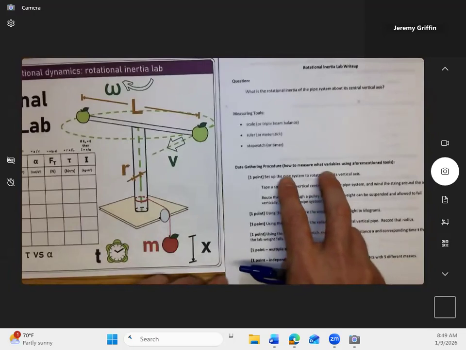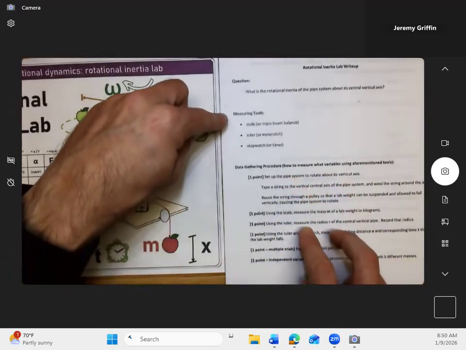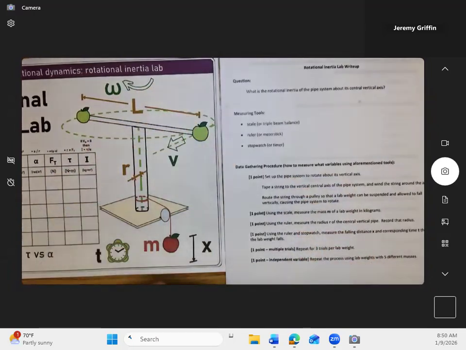Okay, so that's the guiding procedure. I'm looking for what's the basic setup. Then what variable did you measure? Which tool? What do you treat as an independent variable, like what were you changing in multiple trials?